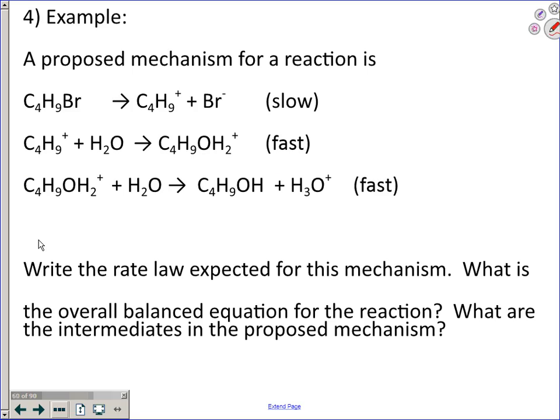All right, so I have 2 more examples. Go ahead and do 4. Write the rate law for this mechanism. What's the overall balanced equation? What are the intermediates?